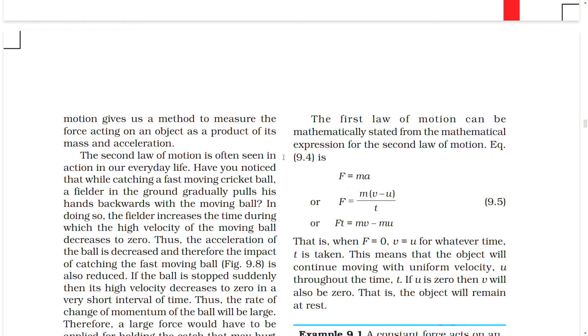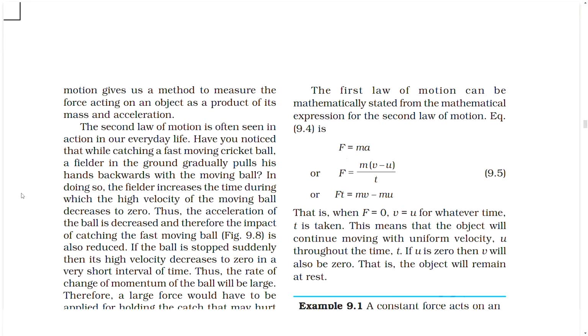The first law of motion can be mathematically stated from the mathematical expression for the second law of motion. The equation is F equals ma, or F equals m times (v minus u) by t, or Ft equals mv minus mu. That is, when F equals 0, v equals u for whatever time t is taken. This means that the object will continue moving with uniform velocity u throughout the time t. If u is 0, then v will also be 0. That is, the object will remain at rest.